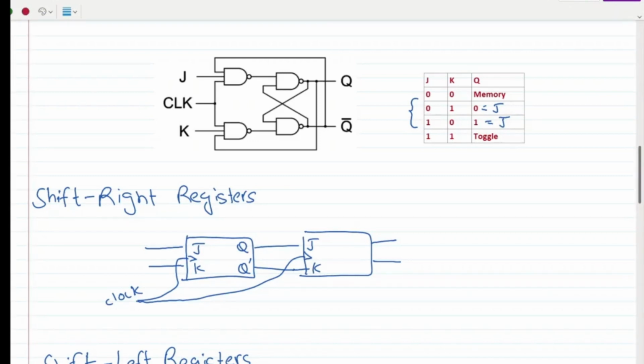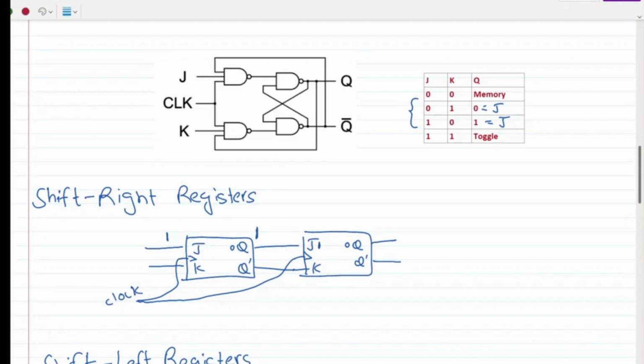For example, initially, say the Q here is 0 and the Q here in the second flip-flop is also 0. If we pass the value of 1 to J and then provide a pulse to the clock, then Q will be set to 1 in the first flip-flop, and therefore that makes the J in the second flip-flop equal to 1.